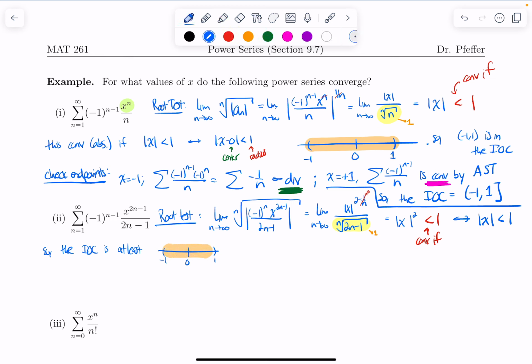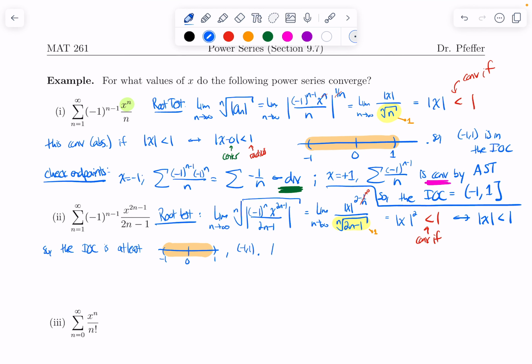But what about those endpoints? So -1 to 1. What about those endpoints? Let's check them. Now, if I choose my x to be the -1 endpoint, then what do we have? We end up with, let's do it down here, the series, it looks like (-1)^(n-1) times (-1)^(2n-1) over 2n-1.